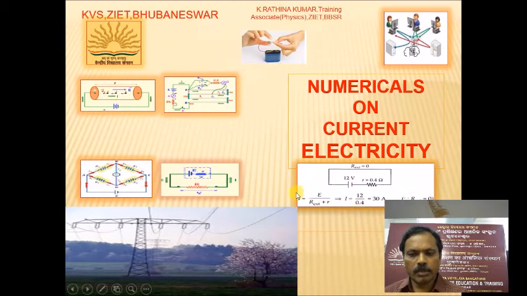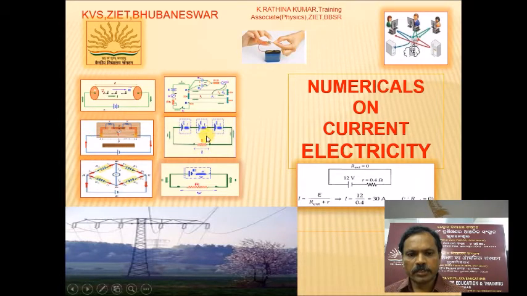A little example diagram is shown here. Then meter bridge based on that. Then combination of cells and the internal resistance of that. And also a few more. We are going to discuss some of the numerical problems and how to solve them.